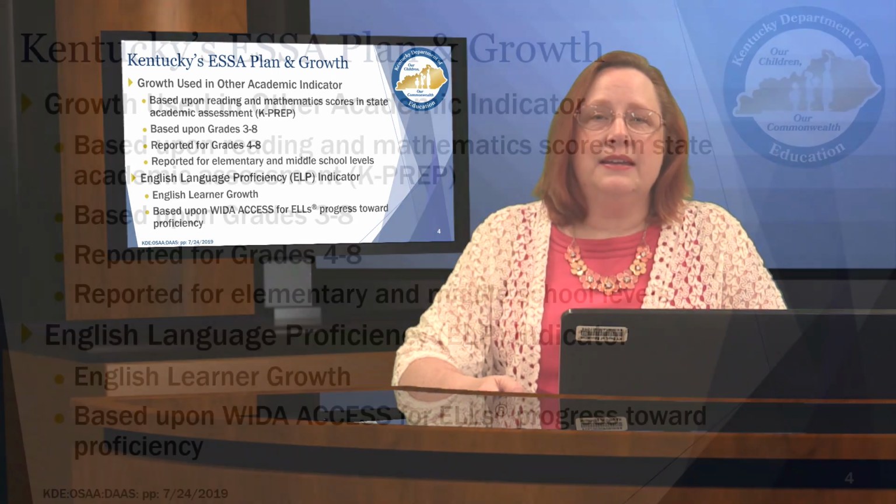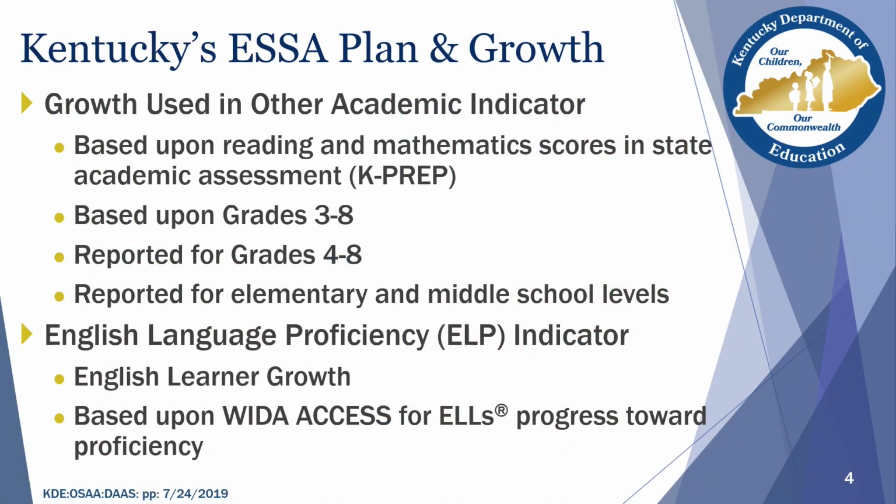Kentucky also had to submit a plan for ESSA, or the Every Student Succeeds Act. This plan was originally signed in December 2015, but has had changes submitted based upon our final accountability regulation, 703 KAR 5:270. The growth portion of the ESSA plan continues to use the K-Prep reading and math assessments in grades 3 through 8 to calculate growth for grades 4 through 8.